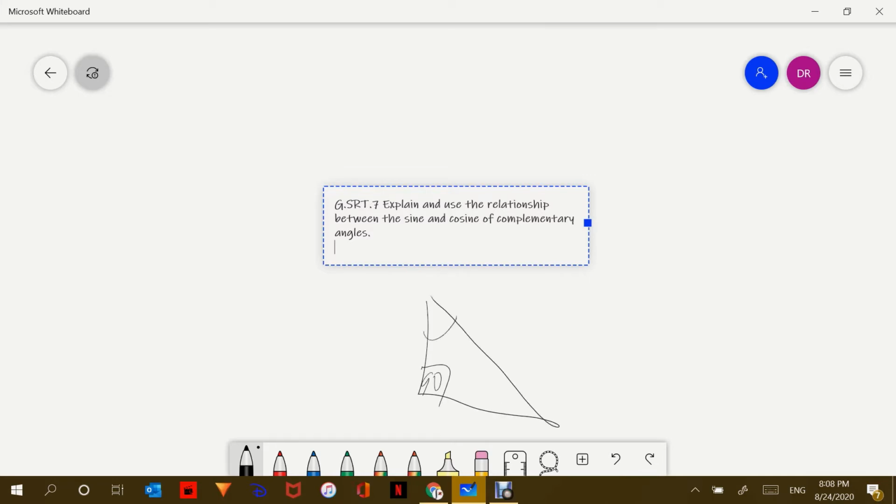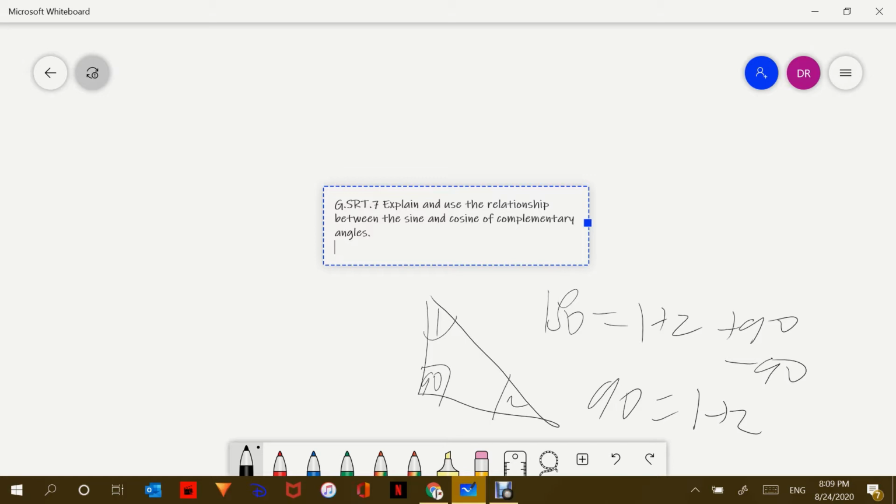So, hopefully you guys know what complementary angles are. Complementary angles are basically two angles that, when added up, equal 90 degrees. So, these angles 1 and 2 would be complementary because in a triangle, all the angles added up equal 180, and once you subtract the right angle of 90, 90 is equal to 1 plus 2, which means they're complementary.